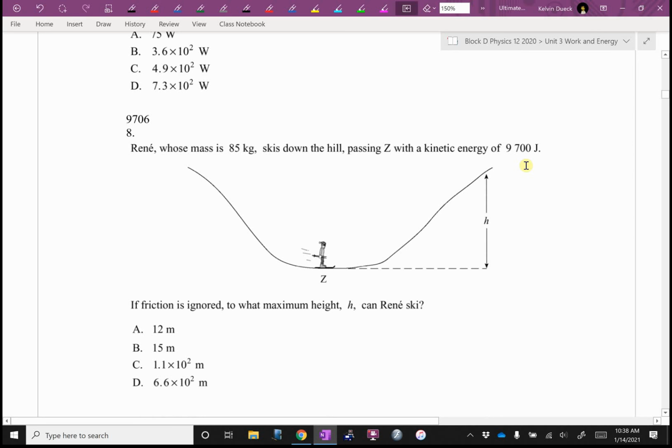Did I give you 8? Okay. And the reason is, here he's got 9,700 joules of energy. It's all kinetic. How much will be kinetic up there? So what will that 9,700 have changed into? mgh, potential energy. Okay, so 8 is fair game.